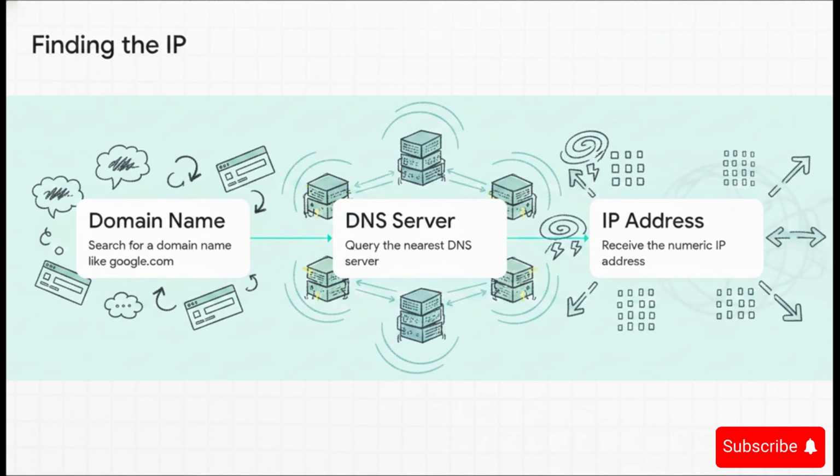Okay, first things first, your browser literally doesn't understand words like google.com or facebook.com. Those domain names, they're designed specifically for us humans. So your browser immediately asks the nearest DNS server, that's a domain name system, to translate that name into a numerical IP address. Because without that IP address, your data packet is essentially flying blind. It needs those specific numbers to know where it's supposed to go.